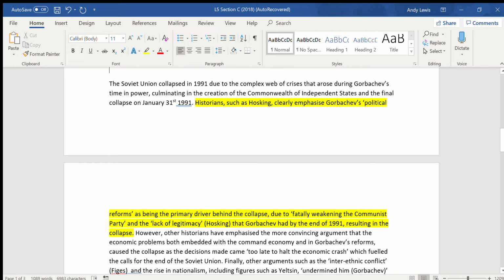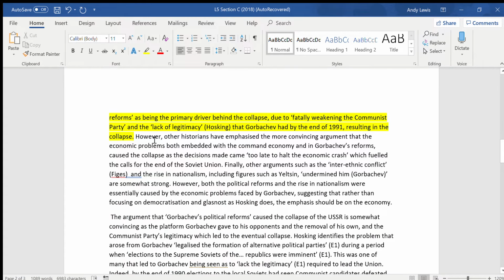I would say at the latest, the second sentence of your introduction should mention the extracts. You should be pulling the arguments from the extracts and identifying what those historians argue, or at least what their sources can be used to illuminate. However, other historians have emphasised the more convincing argument. Now this is interesting, because that's evaluative. The more convincing argument, okay?